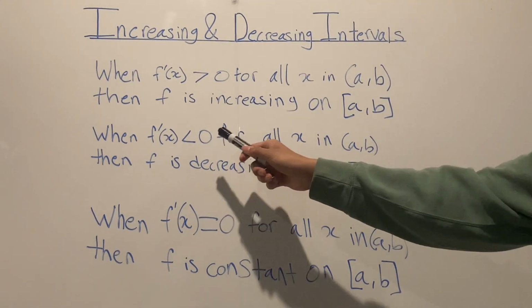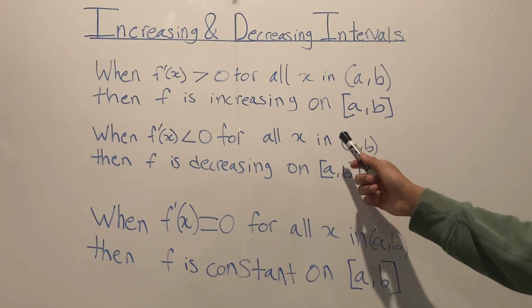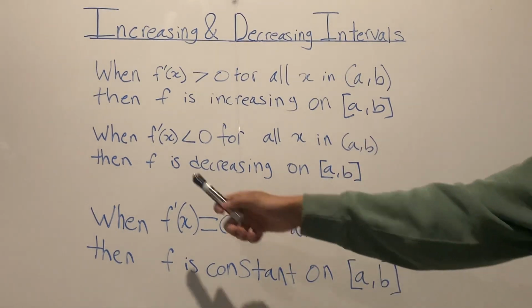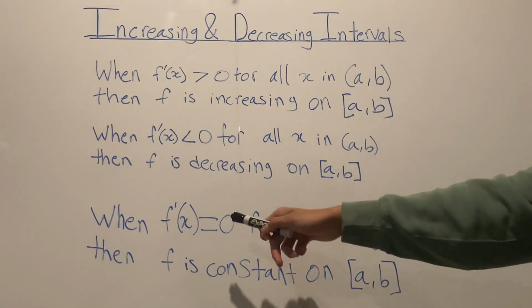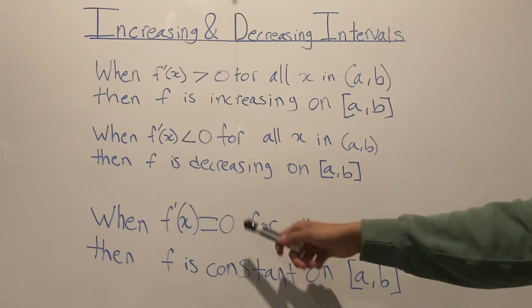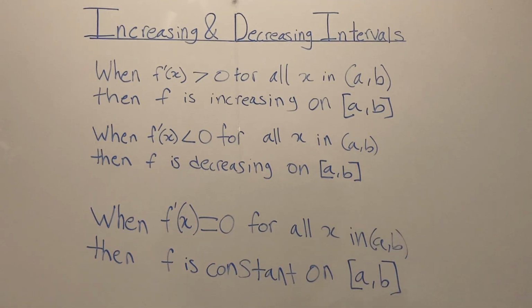And when f prime of x is less than 0 for all x in the open interval a through b, then f is decreasing on the closed interval a through b. And lastly, when f prime of x equals 0 for all x in a through b, then f is constant on the closed interval a through b.